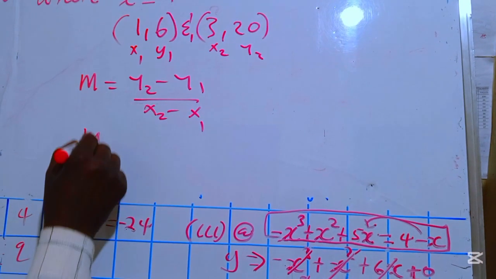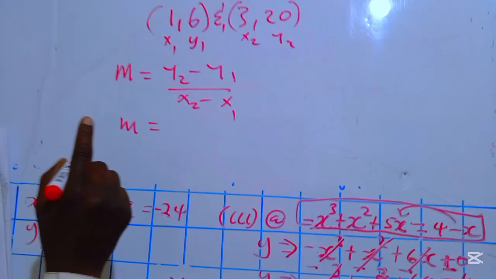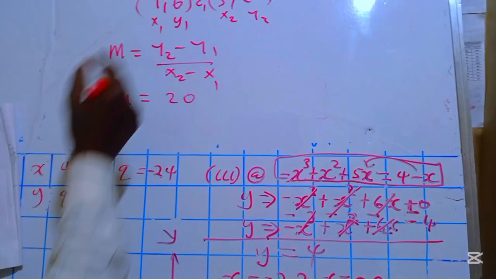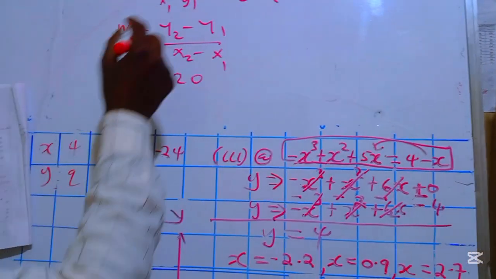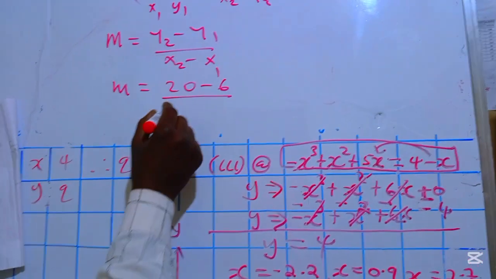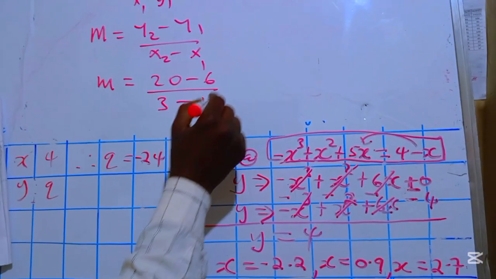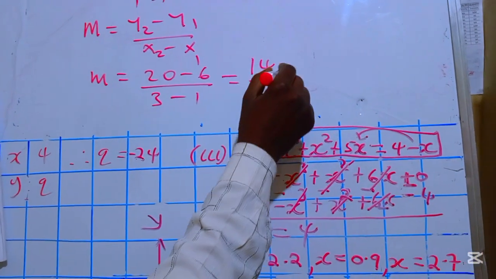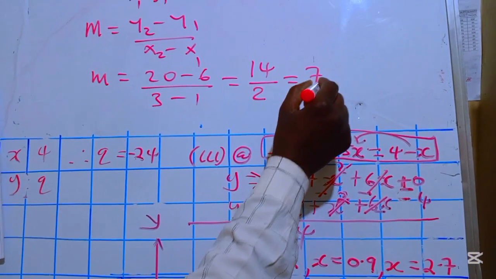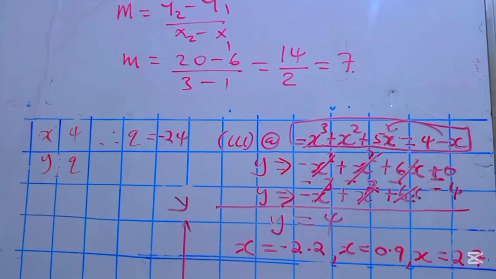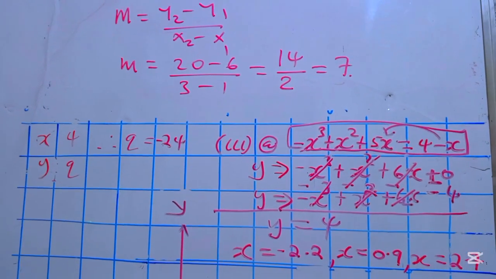So my y2 is 20, and the other one, my y1, is 6, over my x2 which is 3 minus 1. You agree with me that this is 14 over 2. So my gradient is equal to 7. So you have now estimated, you have found the value of the gradient at that point.